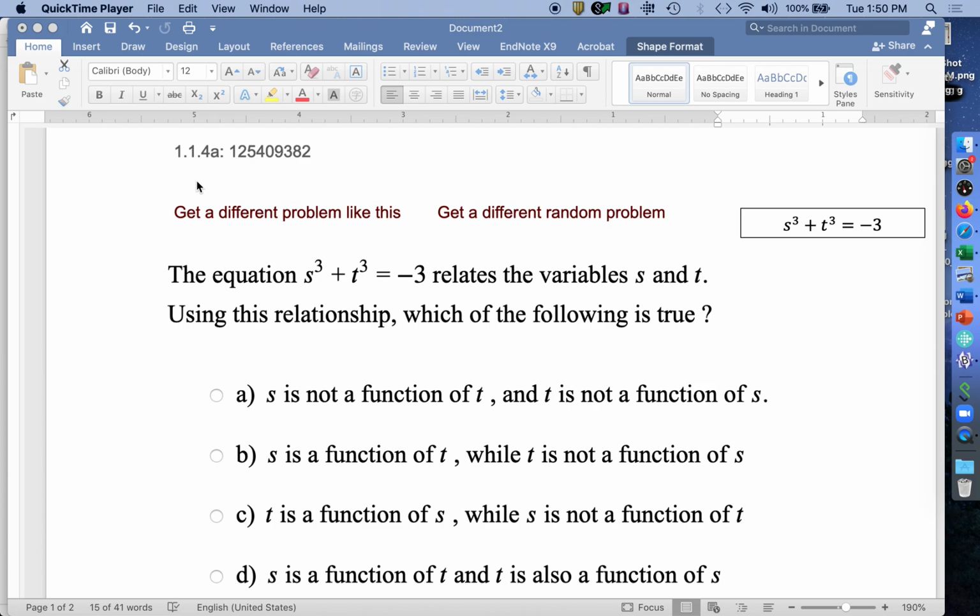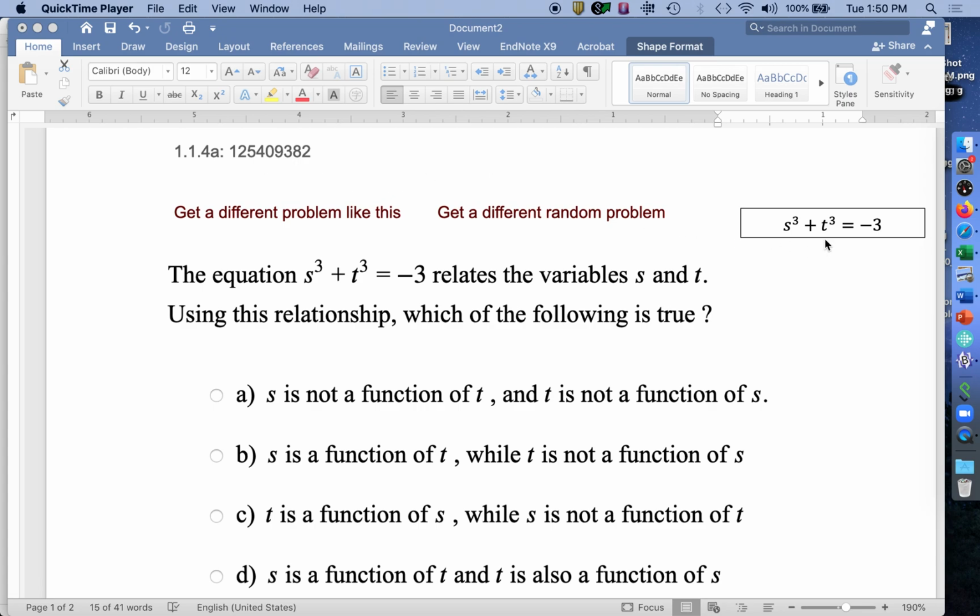Problem 1.1.4a. The equation s cubed plus t cubed equals -3 relates the variables s and t. Using this relationship, which of the following is true? It has either s is a function of t or it is not a function of t, and t is a function of s or it's not a function of s. So we have to figure out both directions on this.